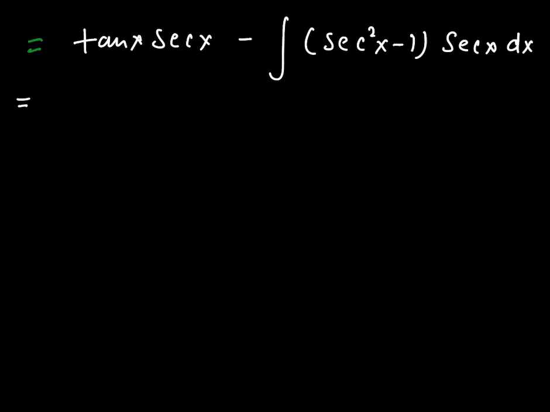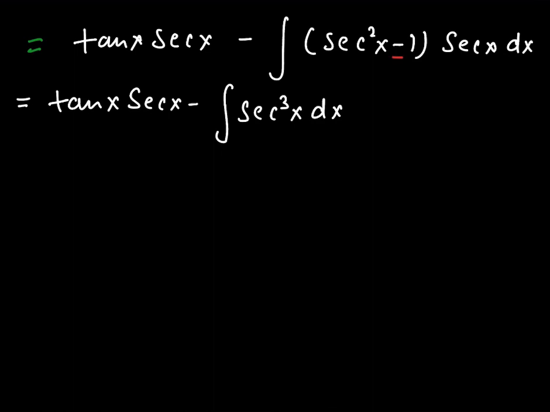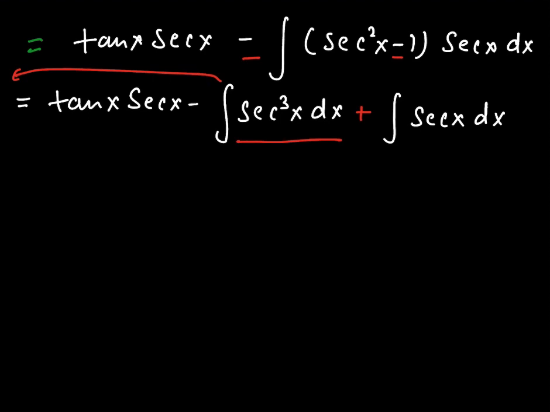We would further multiply this, so we would have tangent of x times secant of x minus the integral of secant cube x dx, and since this minus is going to be multiplied by this minus, we would have plus, that's going to be the integral of secant x dx. Now here we do not have to worry about this term because that's going to be added on the RHS, because we have the similar term on the RHS, which is the integral of secant cube x dx.